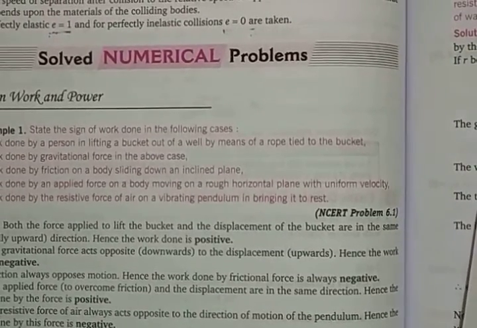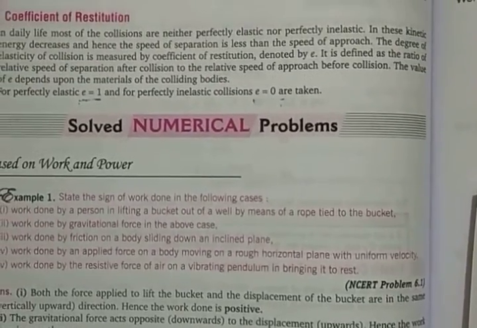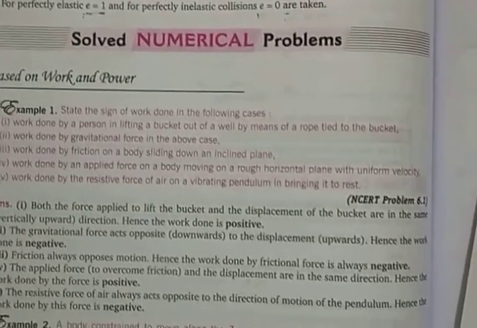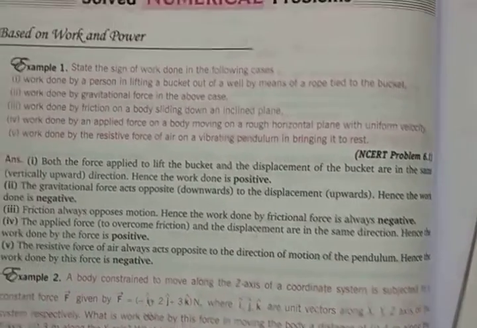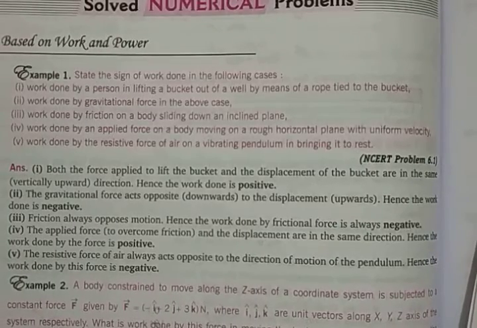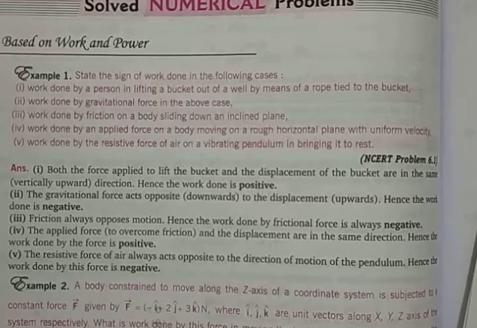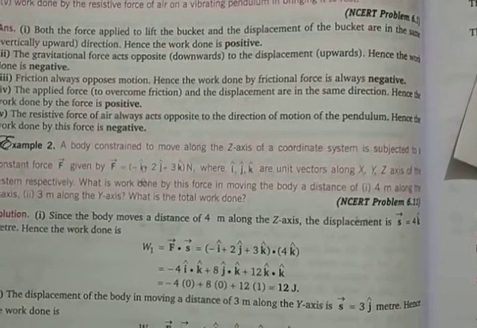Today we'll be starting with the numerical problems of work, energy and power. So turn to your book in page number 350 and we'll be doing the example questions. The first example question is about the sign of work done, whether it is positive, negative or zero. This is a very simple question, you can do it yourself. We'll go to question number 2.